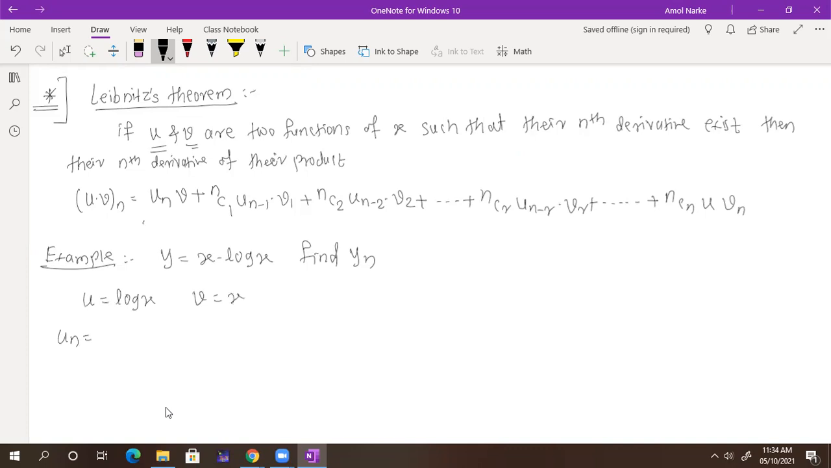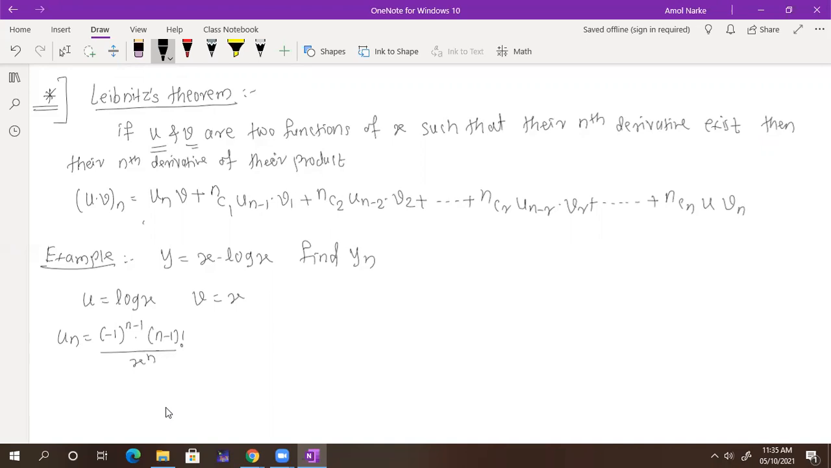We have log ax plus b. Right now we have only log x. What is the nth derivative of log x? Anyone? Minus 1 raised to n minus 1 into n minus 1 factorial divided by x raised to n. Yes or no?